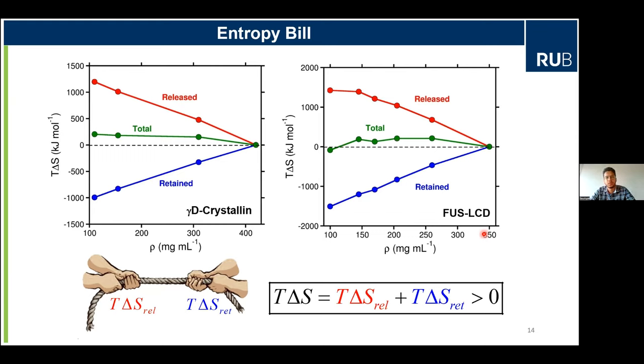And there's a tug of war between these two categories of waters. Again, we have the gamma-crystallin results on the left and the FUS LCD results on the right. You can see that the red lines, which denote the entropy change because of the water molecules released into the bulk, have a positive contribution, which means it's favorable. On the other hand, the retained water molecules experience a decrease in entropy, which is unfavorable. But what is important is the total contribution of the released and the retained water molecules. If we sum them up, the total we see is positive, which means that in both cases, the total entropy contribution of water molecules is favorable towards LLPS formation.